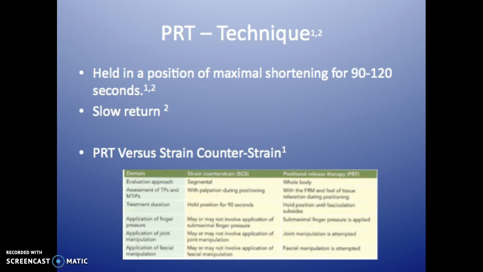Now, strain counterstrain also is usually held for only about 90 seconds. It can be a little bit more aggressive because you are having that direct pressure on that tender area. But PRT, you're going to hold it usually for about 90 to 120 seconds, but often it is used until the patient feels relief. So those are just two different areas where they do differ.